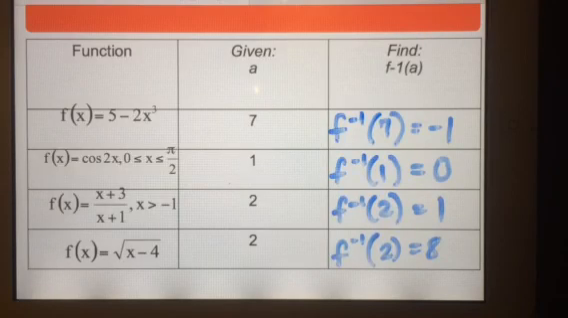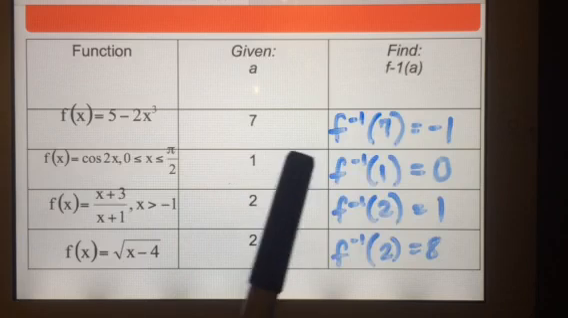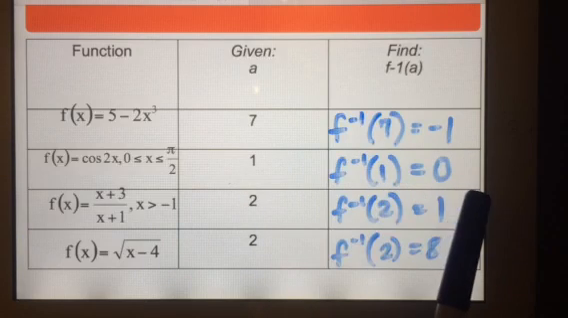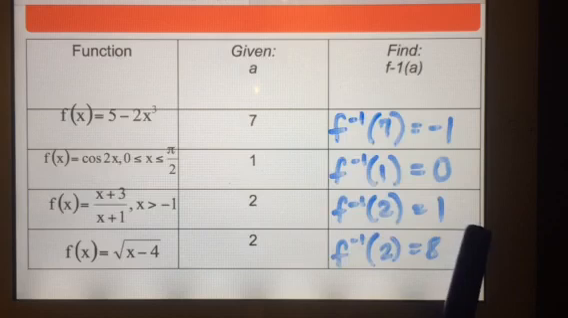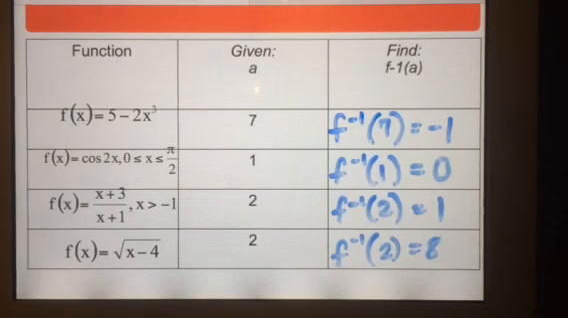So here are the final answers. F inverse of 7 equals 1, F inverse of 1 equals 0, F inverse of 2 equals 1, and F inverse of 2 equals 8.